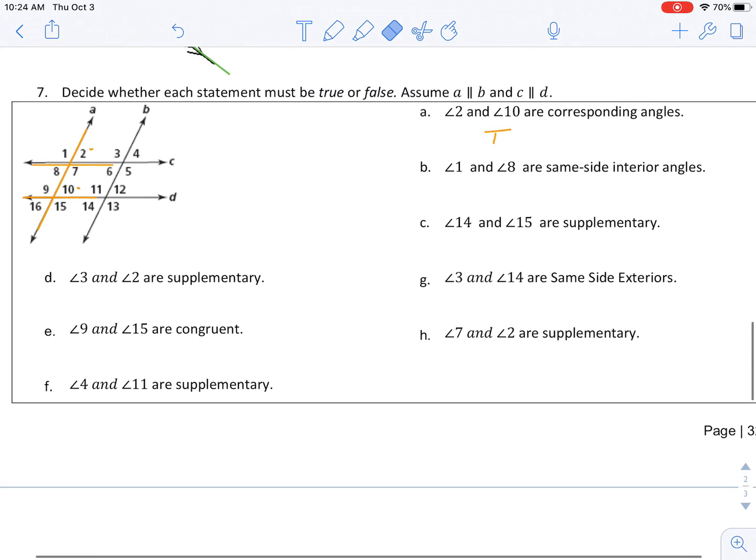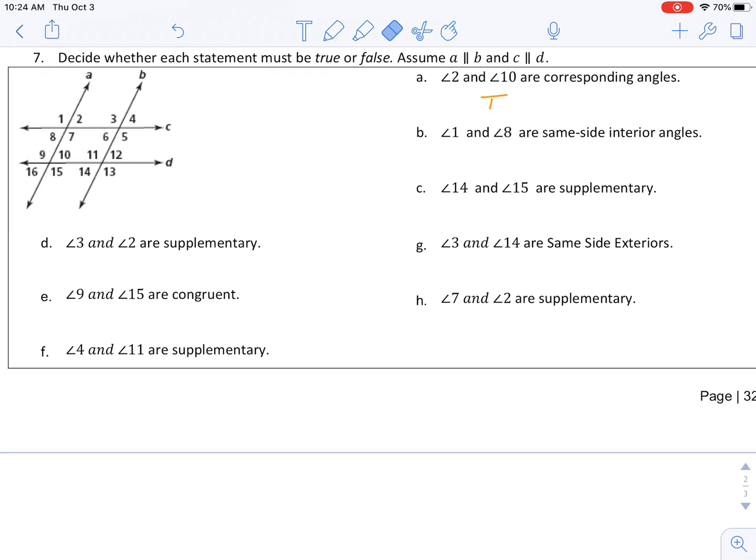Next, I'm going to use angle 1 and angle 8. What I notice is I dot them. They're like right there. They're right next to each other. They're not same side interior angles. They're adjacent. Those are a linear pair, not same side exterior.